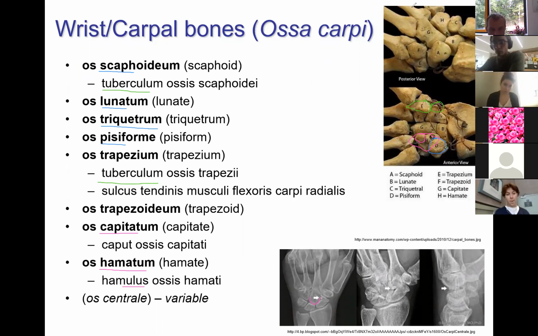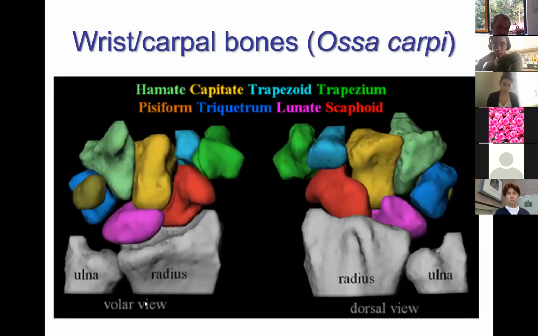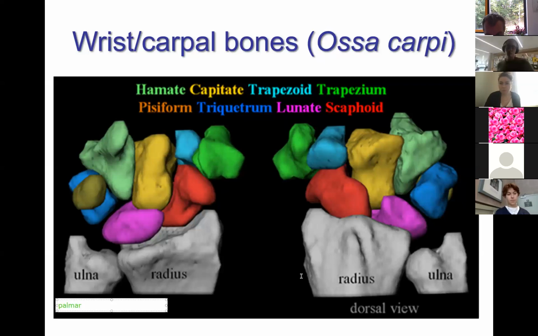Yeah. So please learn all these 8 bones, their names and positions in the wrist. Not easy. Maybe this can help you. Yeah. Here, volar means palmar. Yeah, it's the same. It's an obsolete synonym for palmar.